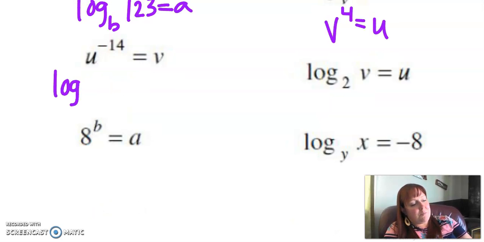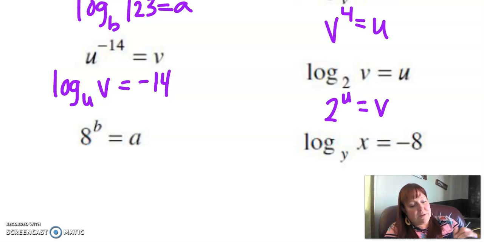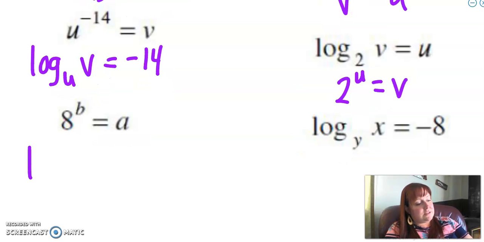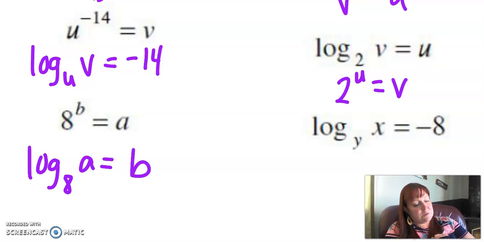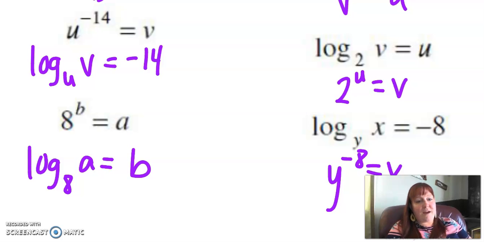This would be log base u of v, and the answer to the log is the exponent. This would be 2 to the u equals v, because we have the base, and the answer to the log is the exponent, and then the argument. And let's see, this is log, our base is 8, our argument is a, and our exponent is b. And this is going to be y to the negative 8 equals x. Perfect.